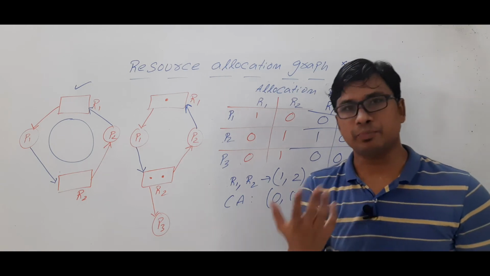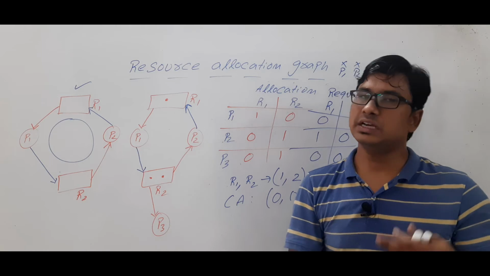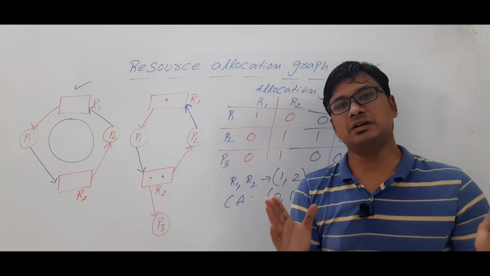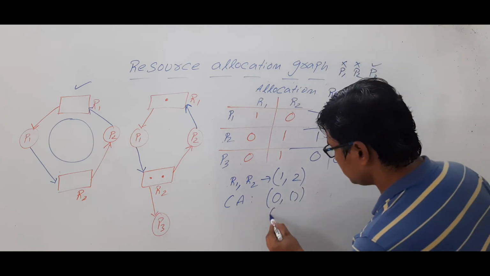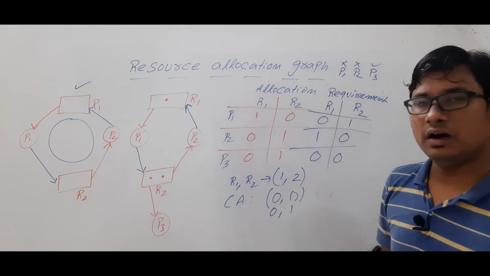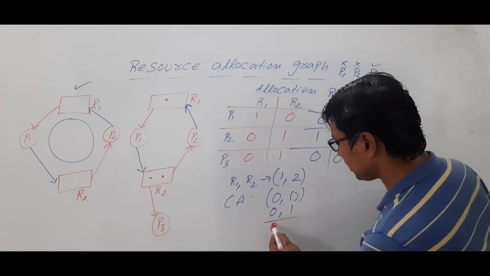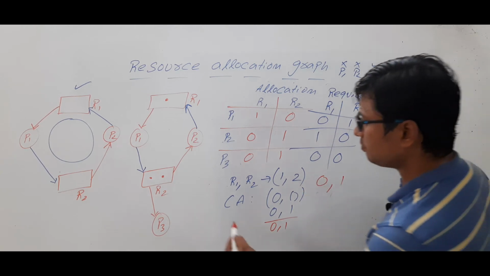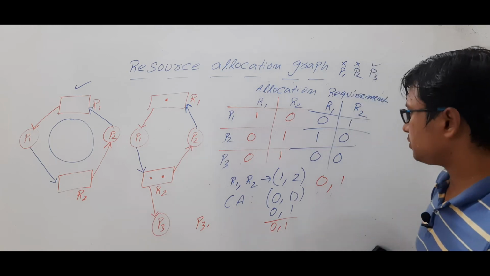Is it clear? A process will request for the resource. Once it gets the resource, it will use the resource and it will finish the task. Once the task is completed, it will release the resources. Is it clear? So 0 and 1 is the allocation with the process P3 and it will release. So the current availability is 0 and 1. Okay, and we have completed process P3. Is it clear? Are you able to understand?